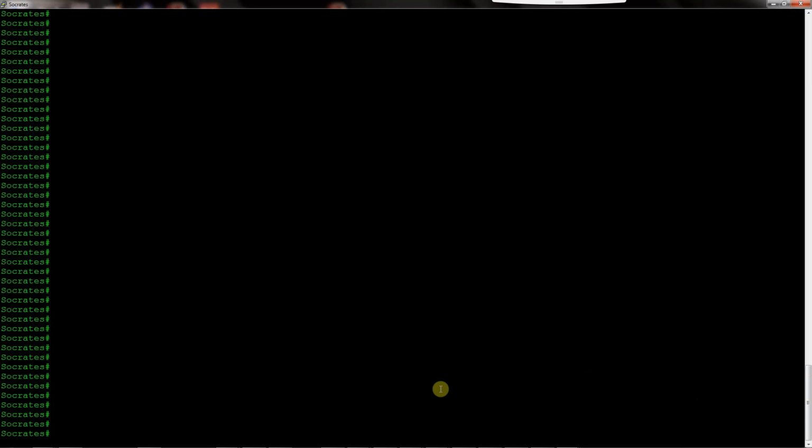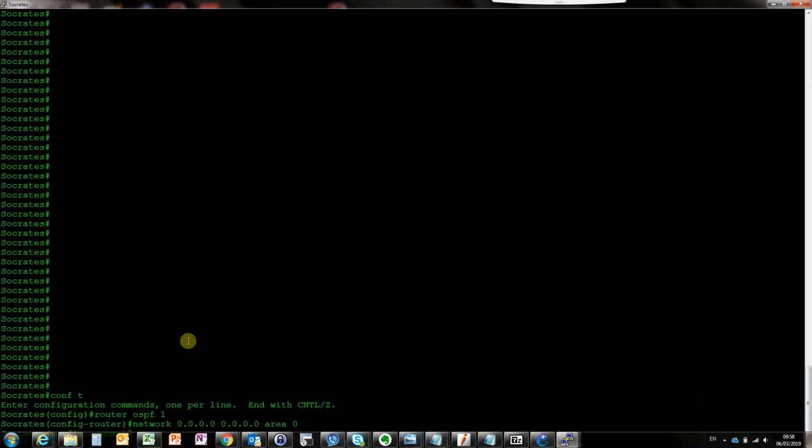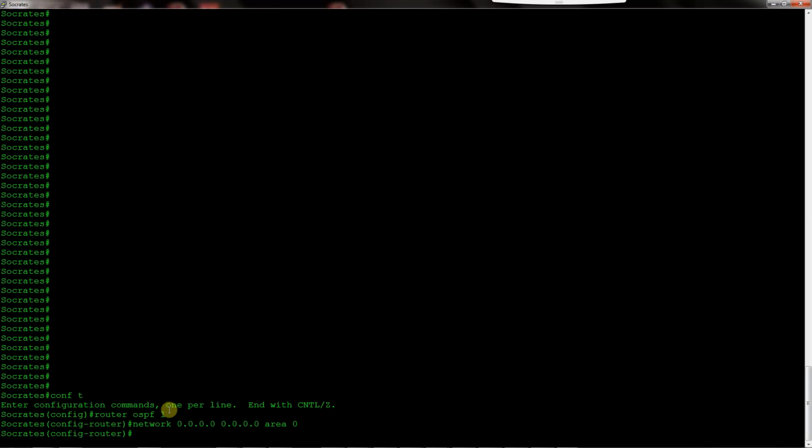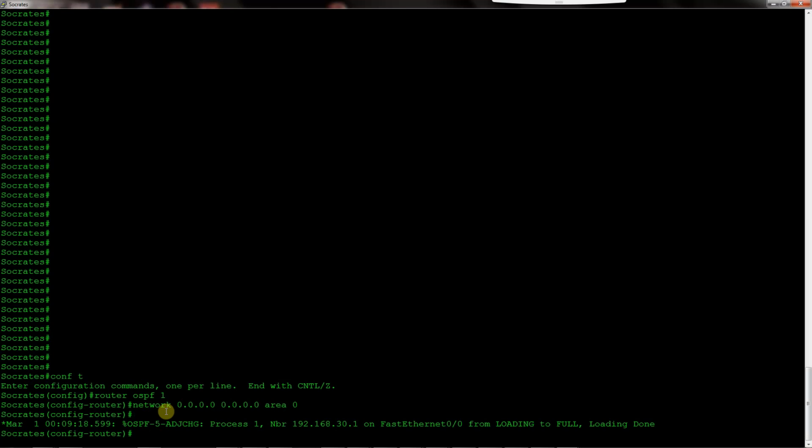Let's go over and do Socrates. A couple of things to speak about: configuring OSPF and the difference between it and EIGRP. First off, the autonomous system number does not need to match in OSPF. In EIGRP, it does need to match, otherwise a neighbour relationship won't form, but in OSPF an adjacency will still form if you're using different AS numbers.